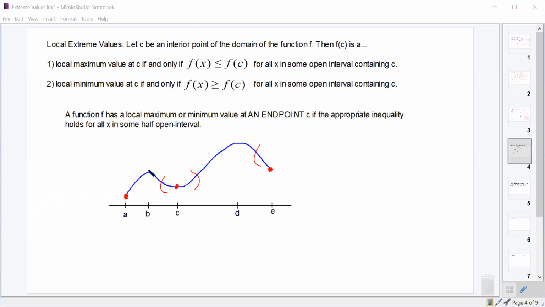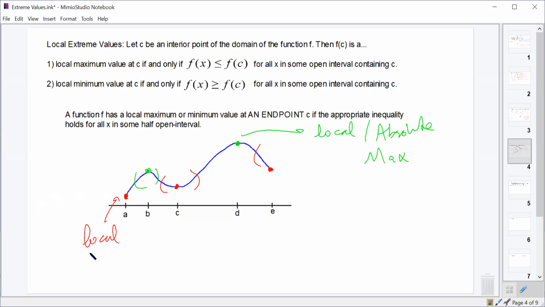Same idea here with this point at B. Point B is a local maximum. On some open interval surrounding B, it's the highest point, but it's not the highest overall point. That's at D, which is also a local as well as an absolute max. So any absolute minimum or maximum is also a local max or min. So this is local and absolute, whereas this is just local, this is just local, and this is just local.